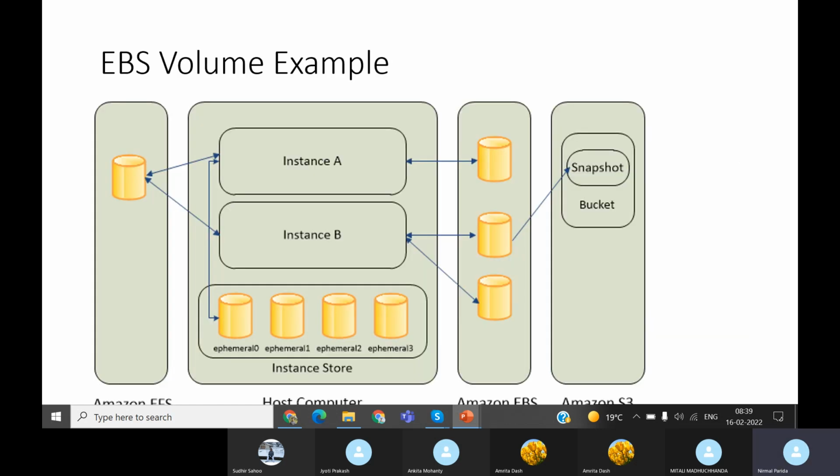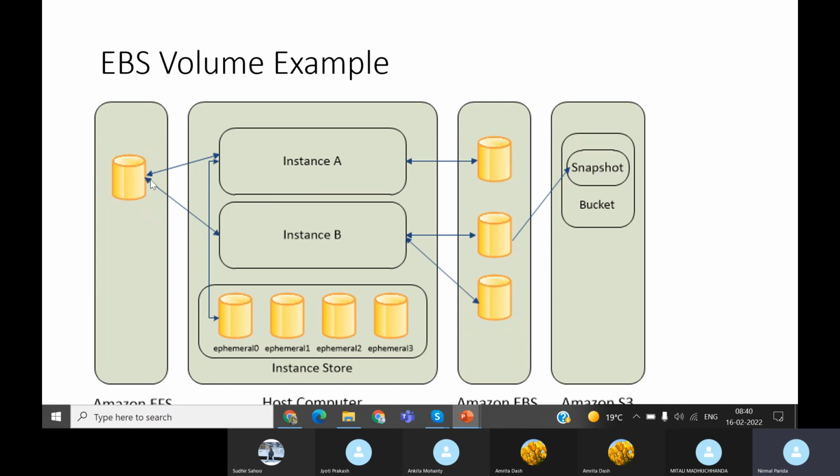Let's see one picture of your EBS volume example. This is your host computer, and in the host computer there will be instance store and all the hardware, and you launch two EC2 instances, instance A and instance B. And on the right side, the EBS volumes, EBS storage you can say, and in the EBS storage you can allocate some storage for your EC2 instance, right? Instance A has one volume and instance B has two volumes. One is the root volume, one is your additional volume, right?